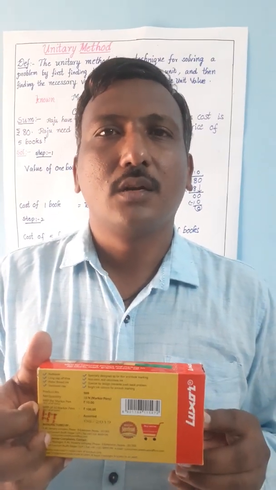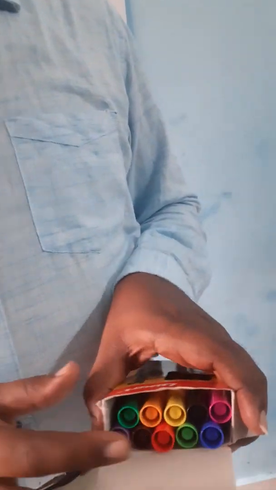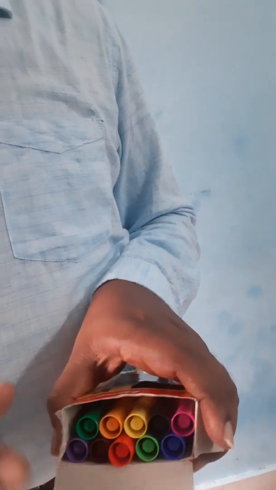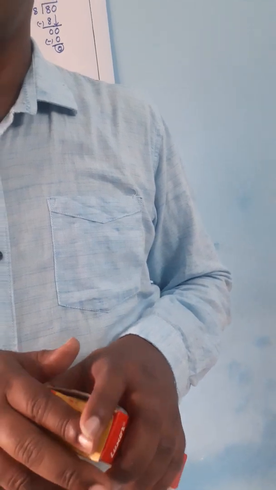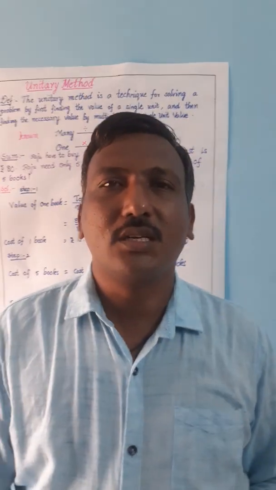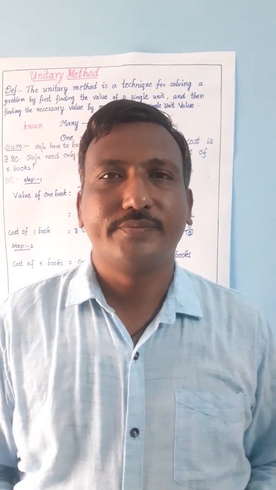How? The shopkeeper told, the total cost of this box is 100 rupees divided by the total pens. Here, this box contains 10. So, 100 divided by 10. We got 10 as the answer. The cost of one pen is equal to 10.